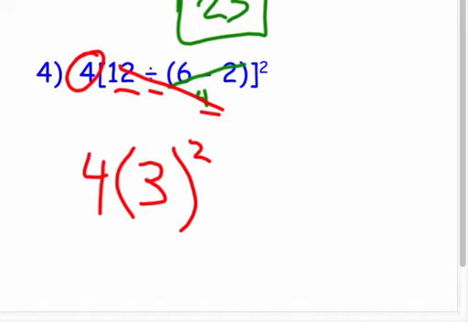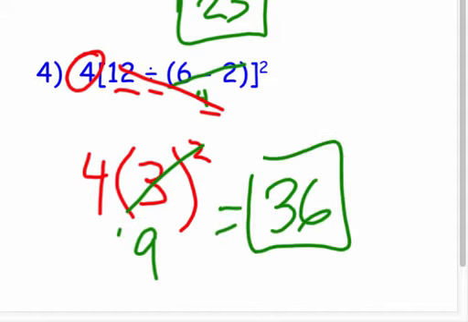Okay, this is where a lot of people make a mistake. They get going too fast, and they want to take 4 times 3 now. Well, after parentheses, I got to go to exponents, don't I? I have to do this 3 squared first. Do that 3 squared, which gives you 9. And now I'm taking 4 times 9, which gives us 36.